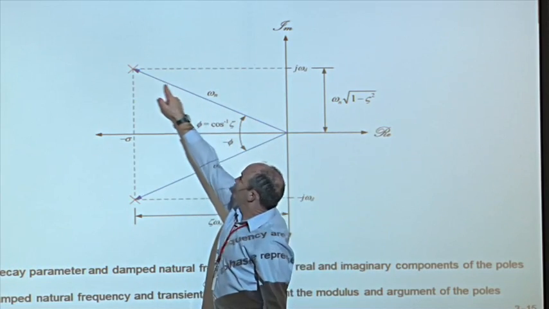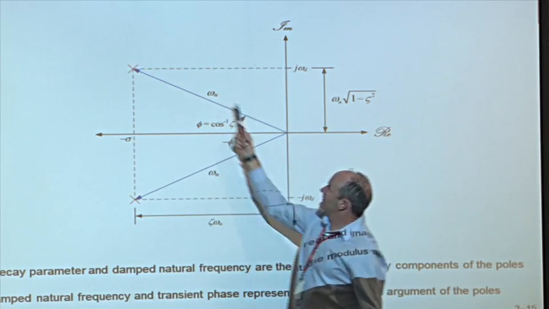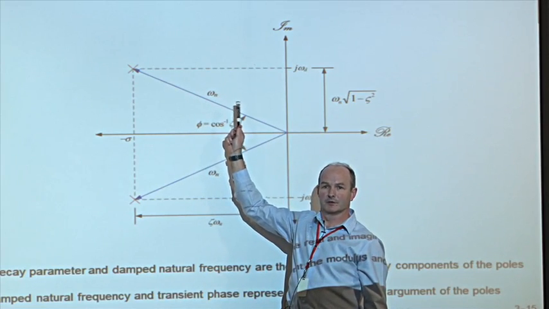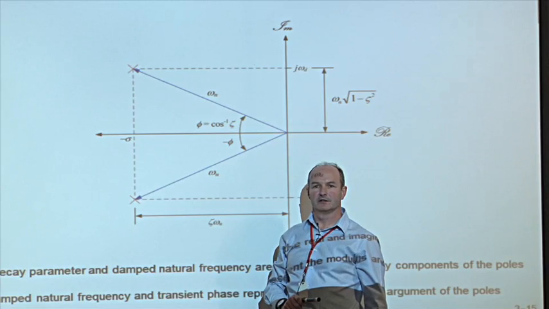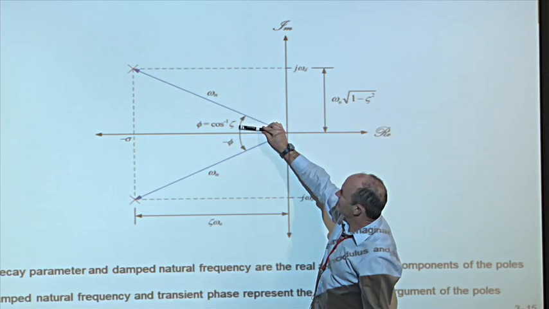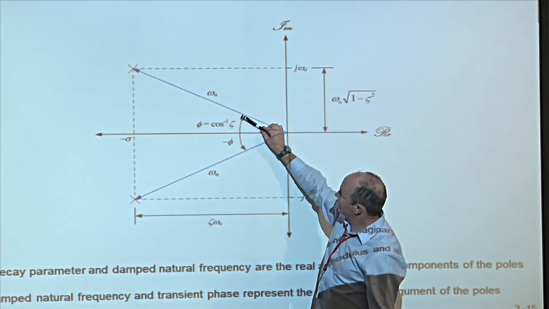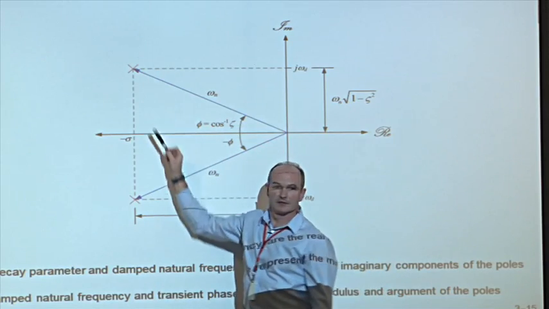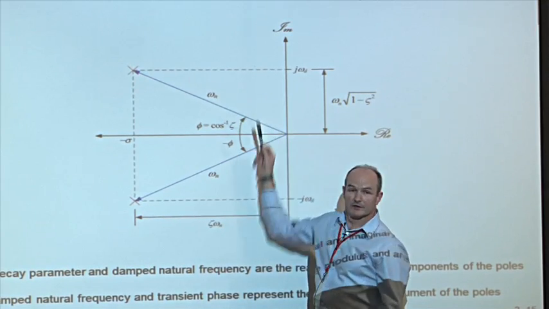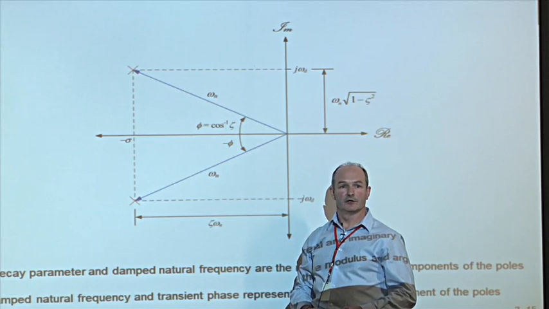And if we draw lines from the origin, vectors out to each of these, we'll find that the length of this vector is none other than omega n, the undamped natural frequency, one of the basic parameters in the transfer function. And the angle that that vector subtends with the negative real axis, that is phi. That is the arc cosine of zeta. So the rectangular coordinates tell us about these derived parameters, sigma and omega d, and the polar coordinates tell us about the two basic parameters in the transfer function, zeta and omega n.